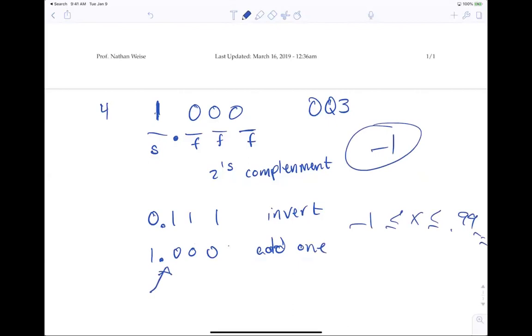Hopefully I explained that properly. You could do this with 32 bits and do the math, but I think it's a little bit easier to show you with 4 bits instead of 32. Eric, did that answer your question? Hopefully it did.